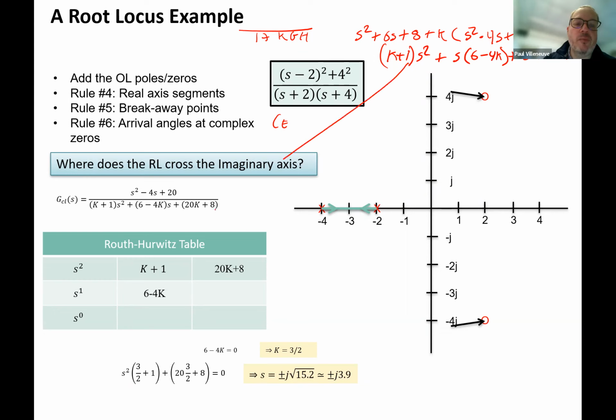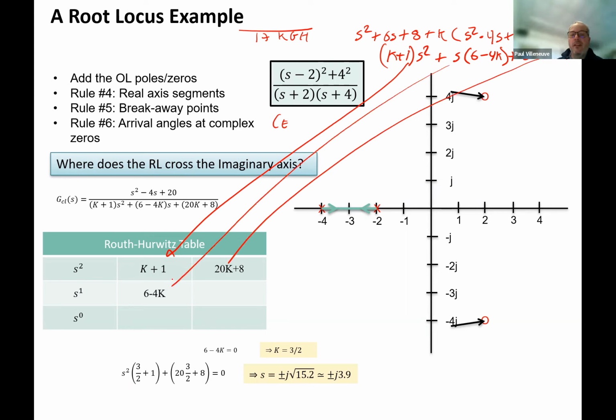So our k plus 1 goes into our s squared. We skip, and then we put this into our s to the 0. And then our next one is over here. Now, we really don't need to do the full Routh-Hurwitz. All we need to do is, when we get a row of zeros, find the auxiliary equation. To make this a row of zeros, 6 minus 4k has to be equal to 0, correct? So k has to equal 1.5.